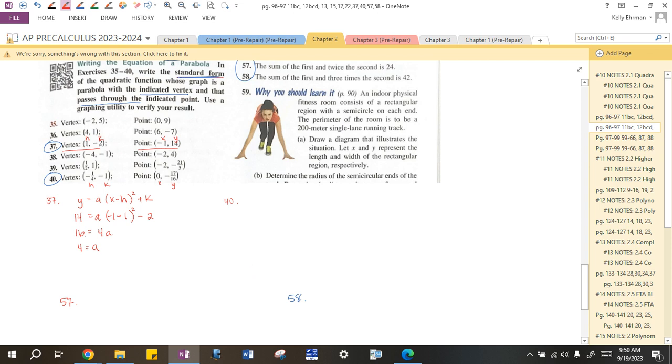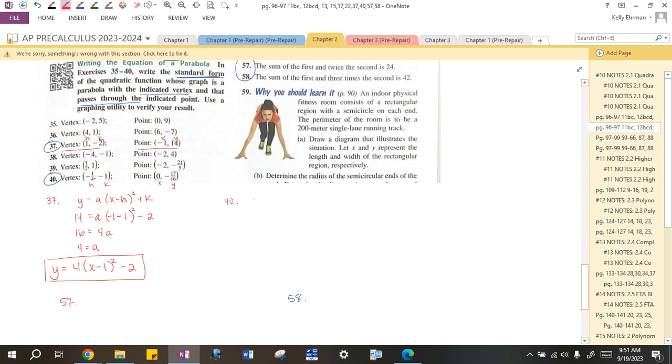And then the final answer is, now that you know a, you can go back and write the vertex form of the equation. y equals 4 times (x minus 1) squared minus 2. This has the vertex we need, and it has the correct a that will make sure that the point negative 1, 14 is on the graph.